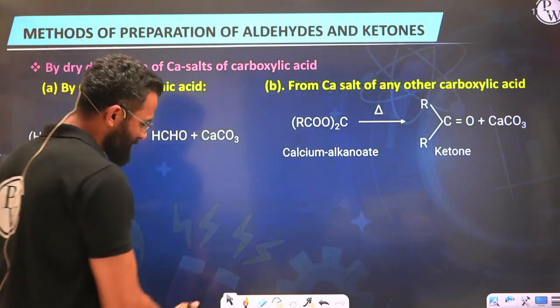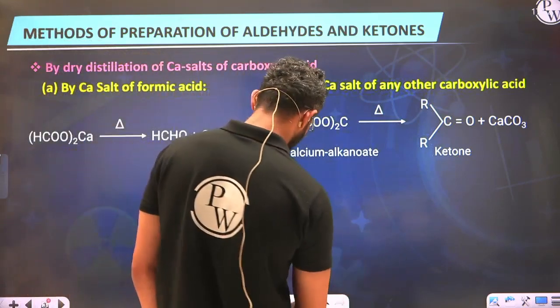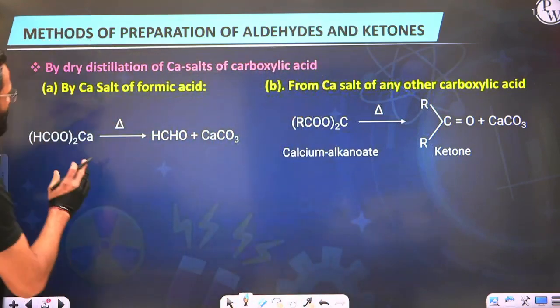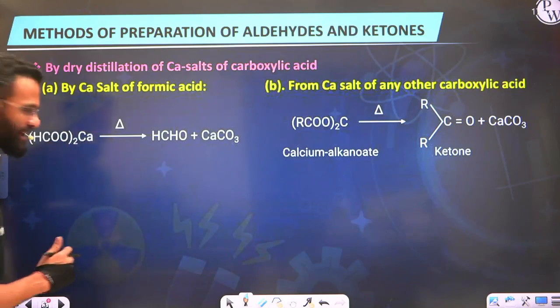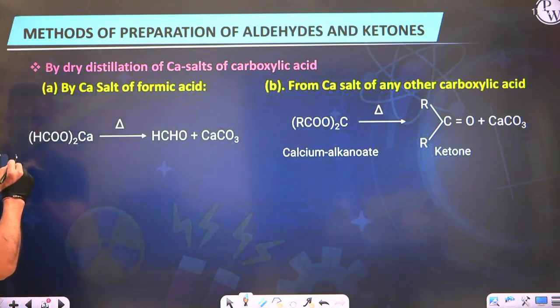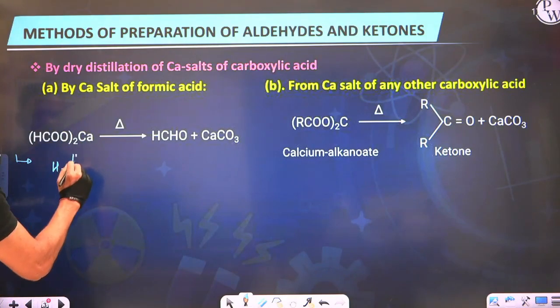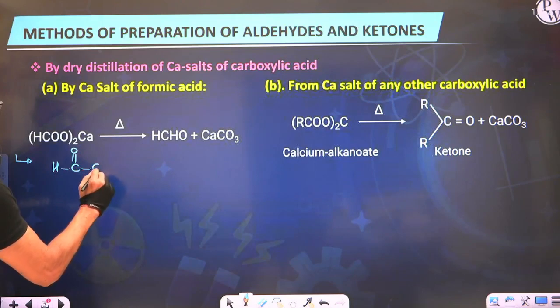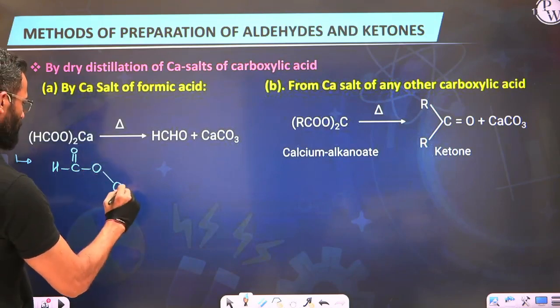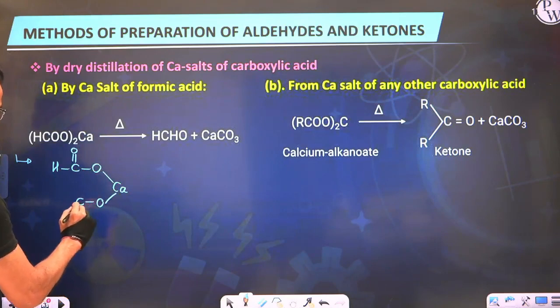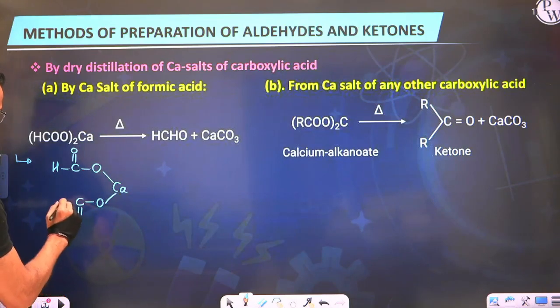Just to understand that, let us say if we have, if you look at this compound, this is calcium salt of formic acid. If I structurally represent it, it would look like this: H-C double bond O, O, Ca, O, C double bond O, and further connected to H, right everyone?